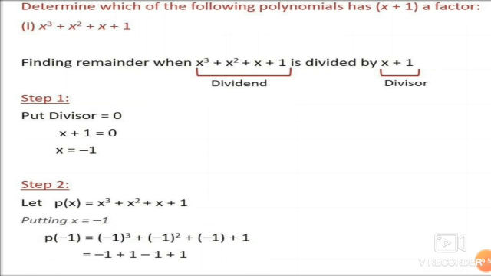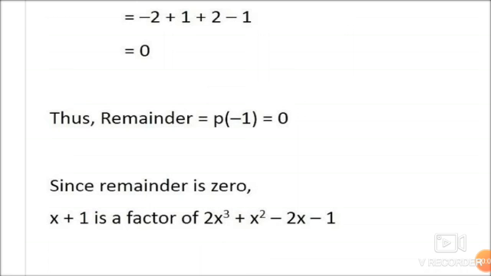Since minus 1 cube and minus 1 square are there, in this multiplication you can observe the signs also. It is most important. Next, minus 1 plus 1 minus 1 plus 1. Finally, after simplification we get the answer 0. This remainder equals p of minus 1 equals 0. Since the remainder is 0, x plus 1 is a factor of the polynomial.